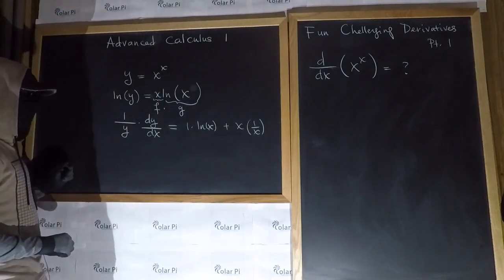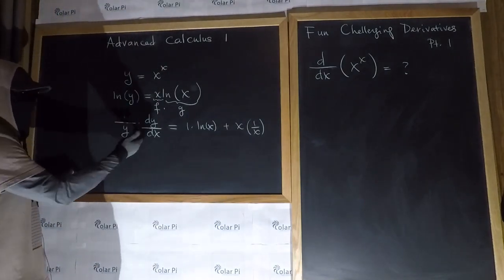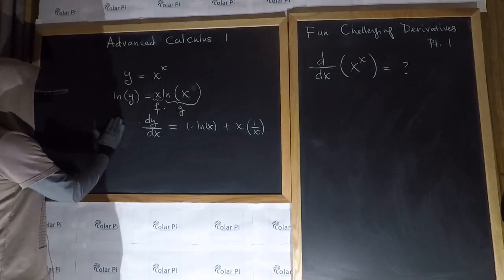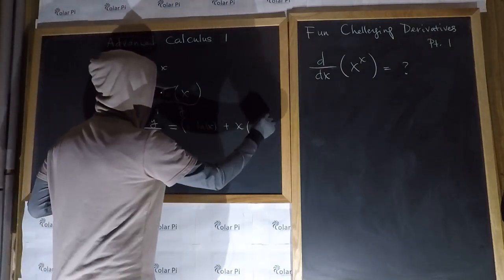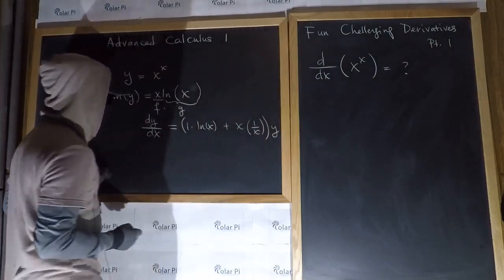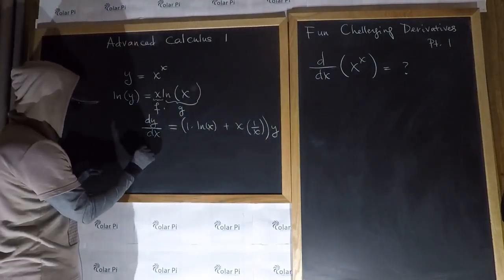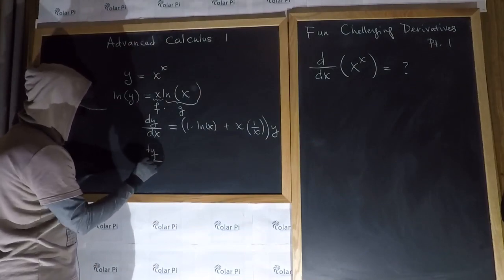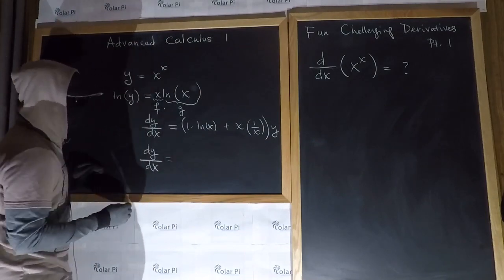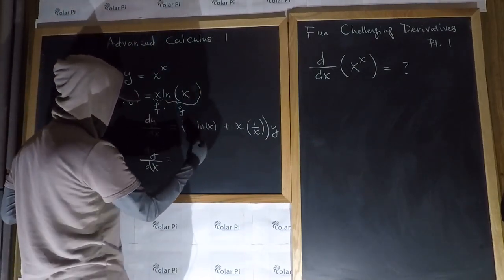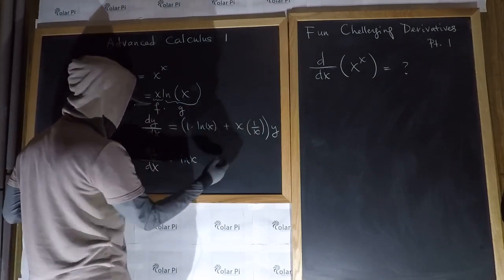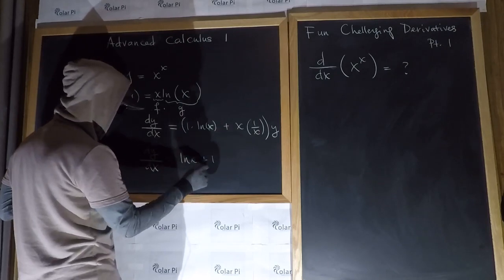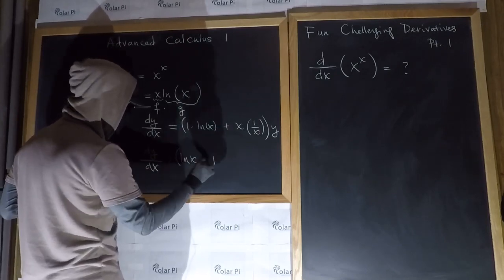Yeah? Okay, cool. Now, I can multiply both sides of this by y, because as I said, the name of the game was get to dy dx. And all I have left to do is clean up on the right hand side, and we are done. And by clean up, I mean 1 times ln of x is simply ln of x, and then x times 1 over x is 1, and all of this is multiplied by y.